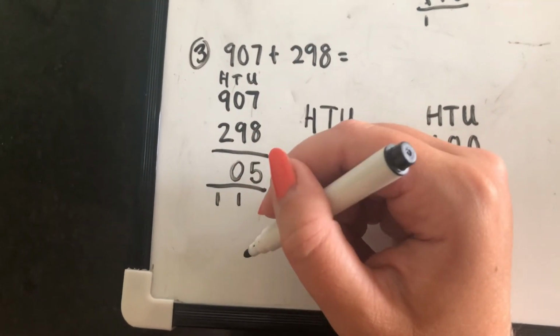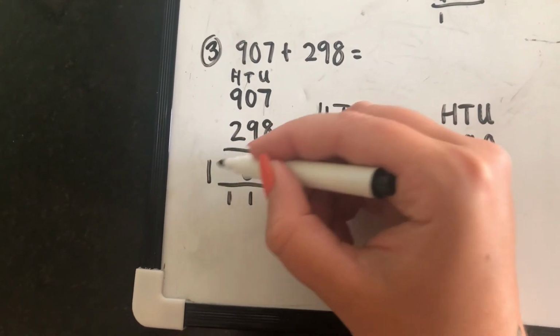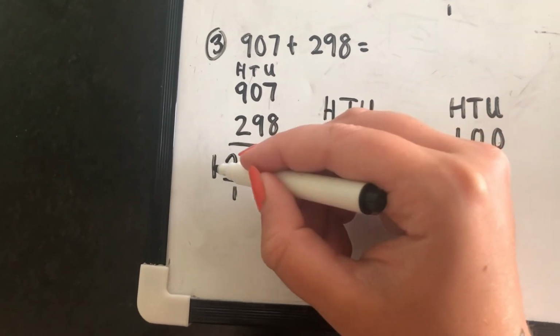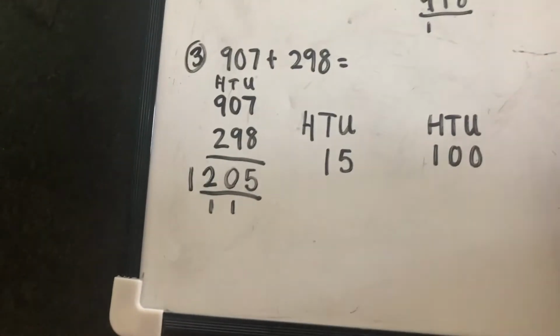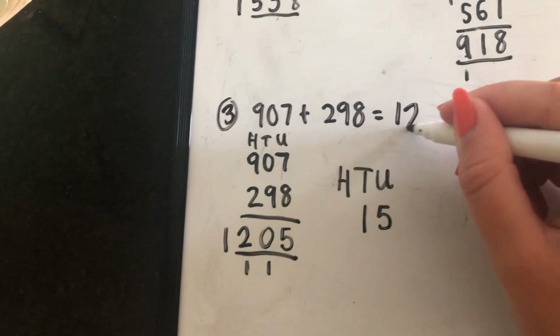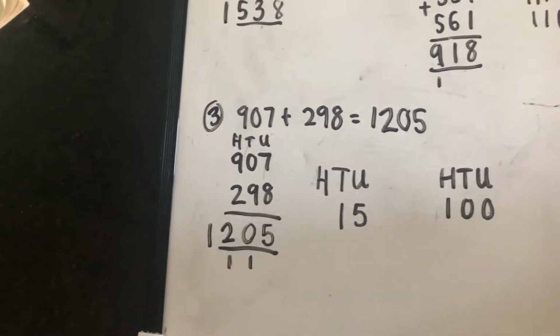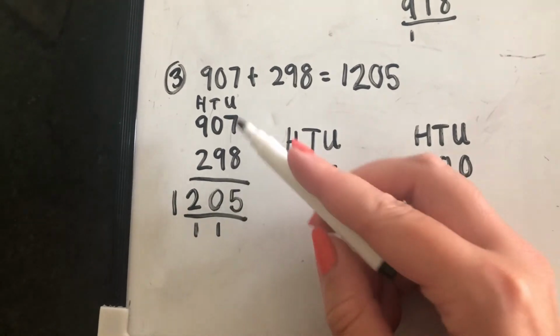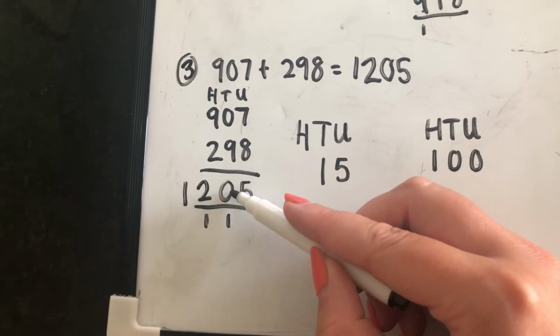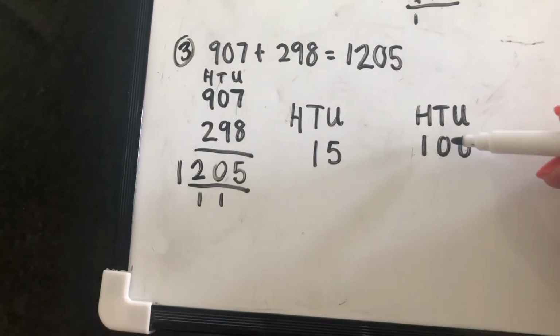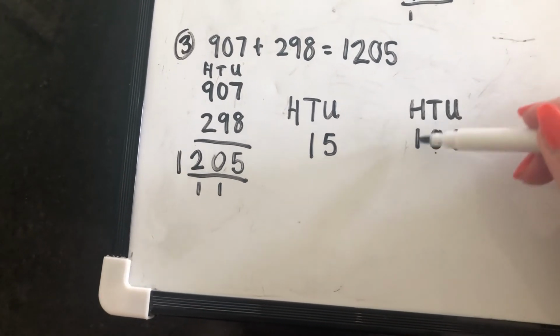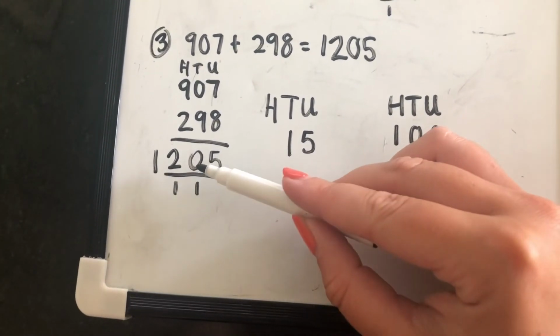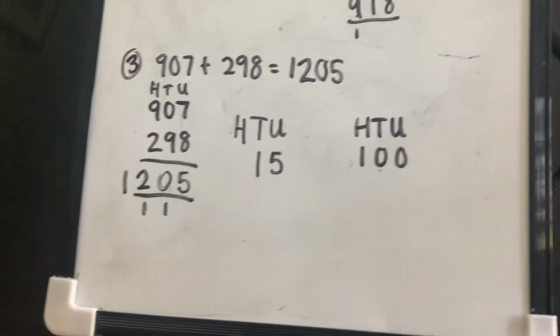1200. Remember, 1,200. 1,205. So the answer is 1,205. So this can be a bit tricky, remembering the 0. When we've got 10 tens, the 0 is in the tens column, and the 1 is in the hundreds, so we need to remember to put our zeros in as placeholders.